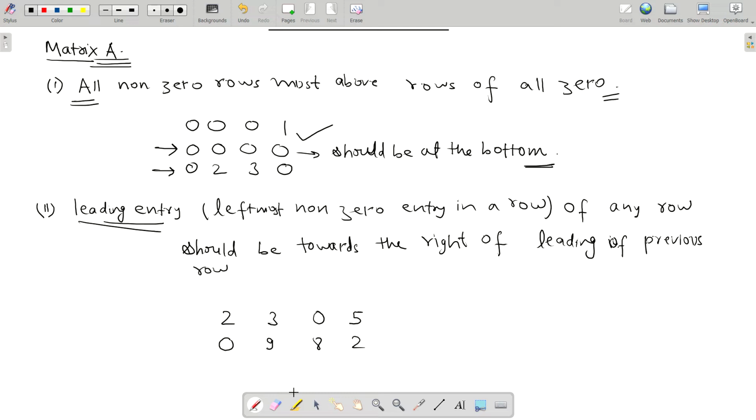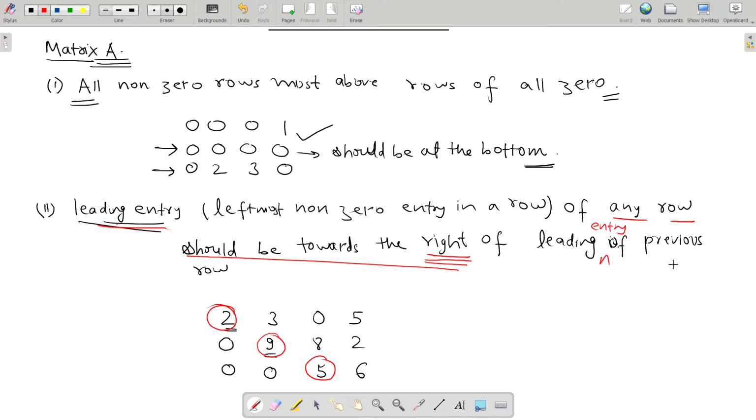Here the leading entry in the first row is 2, and the leading entry in the second row is 9. 9 is to the right of 2. Let me write another row, say 0 0 5 6. Here 5 is to the right of 9. The leading entry of any row should be towards the right of the leading entry of the previous row. So 9 is towards the right of 2, and 5 is towards the right of 9.